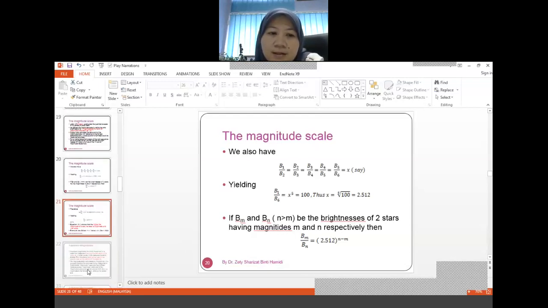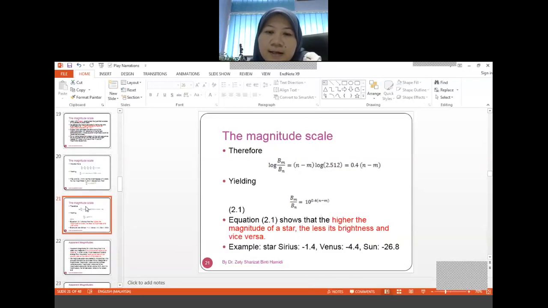Okay, so then we can get that log Bm over Bn is equal to (n minus m) log 2.512, and from there, since we know that log 2.512 is equivalent to 0.4, we can put it as 0.4 (n minus m), right? And this gives the result that Bm over Bn is equivalent to 10 to the power of 0.4 times (n minus m). So it shows that the relationship between two different stars is based on this formula.